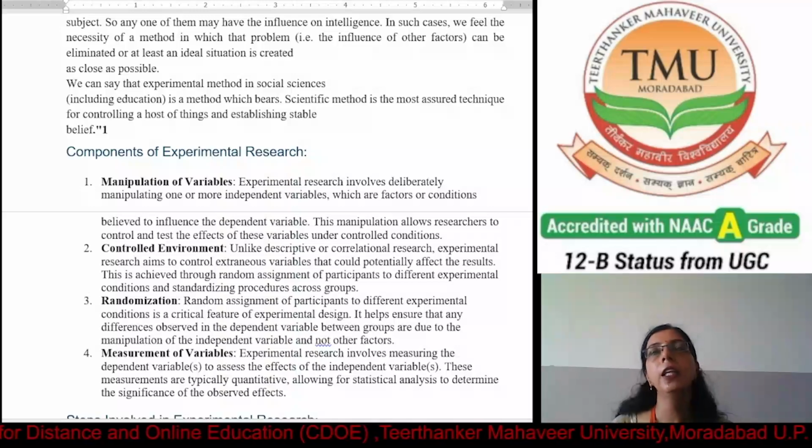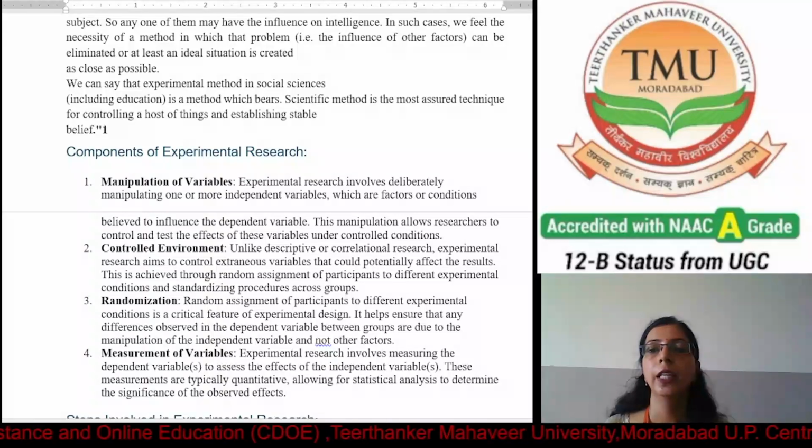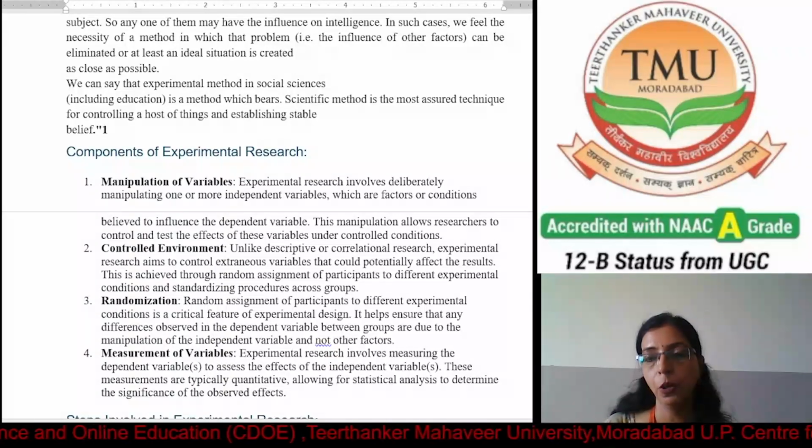So in this session, let's discuss the characteristics or components of experimental research in detail.